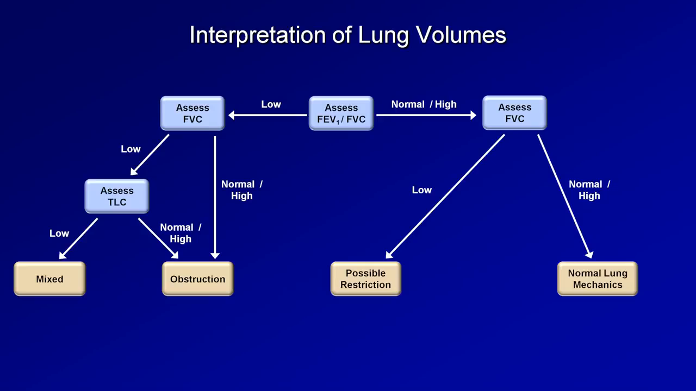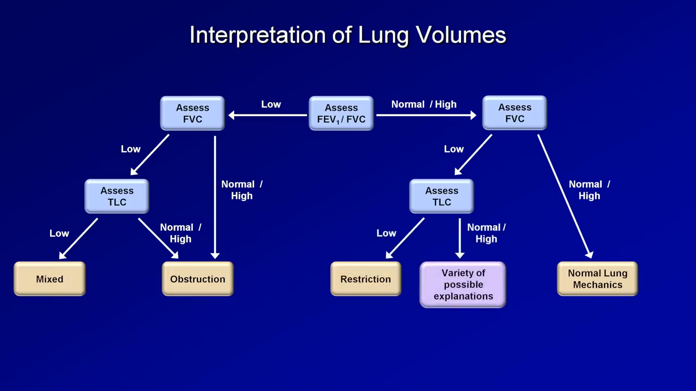The other major point of uncertainty was here, with a normal or high FEV1 to FVC ratio combined with a low FVC being indicative of, quote, possible restriction. Once again, let's first check the lung volumes before drawing any conclusions. If TLC is low, restriction is confirmed, while if TLC is normal or high, which is the rarest constellation of PFT findings, there are various possible explanations.